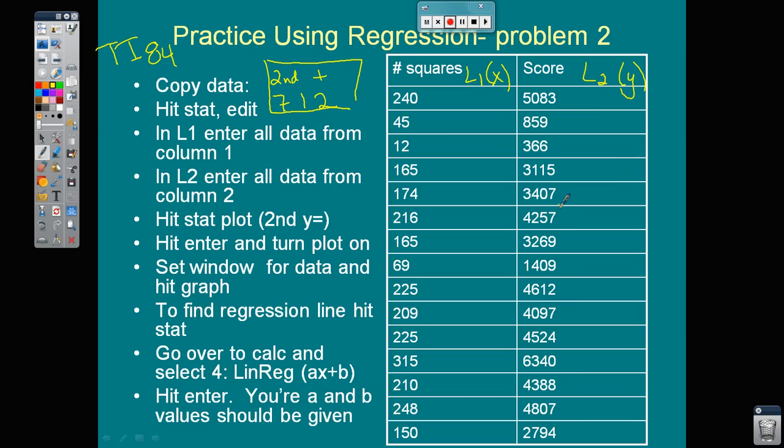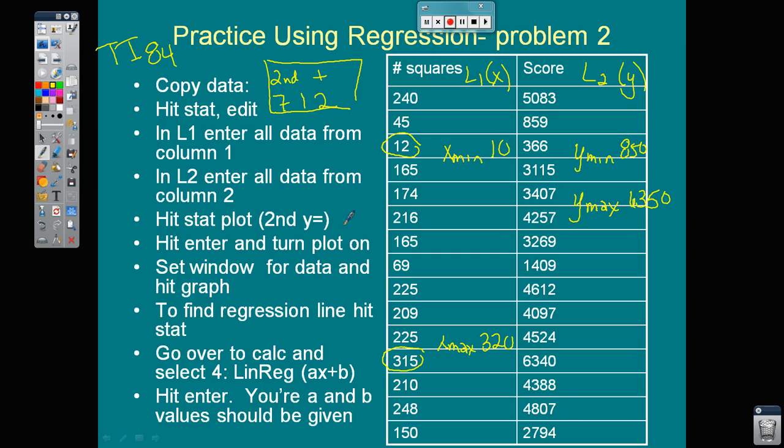You need to make sure that your window is ready to look at them. If you look, my smallest X value seems to be 12. My largest X value seems to be maybe 315. So when I do my window, my X min, I'm probably going to look at maybe 10. Let's do my X max at 320. Same for Y. Smallest Y value, 859. So let's say Y min is 850. Y max, 6350. It doesn't matter, but that way you can ensure to see all the data points.